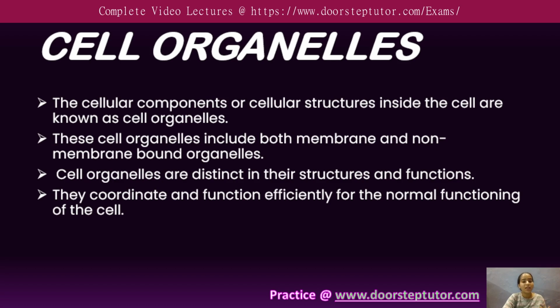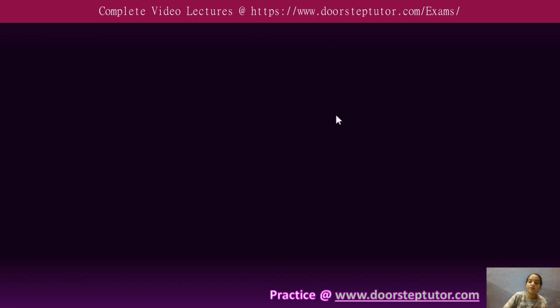Now, most of the cell organelles work in a coordinated way. What does that mean, coordinated way? That they have to perform functions in coordination so that they can perform the functions of a cell smoothly. So the cell organelles which do their work in coordination are included in the endomembrane system. Now let's see how these cell organelles are present in the cell.